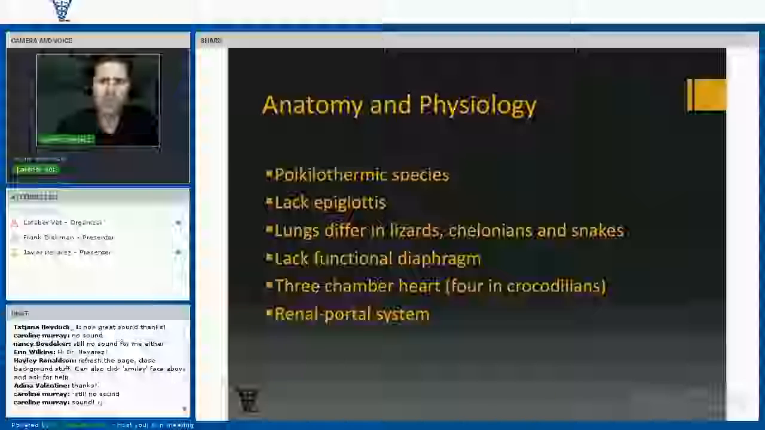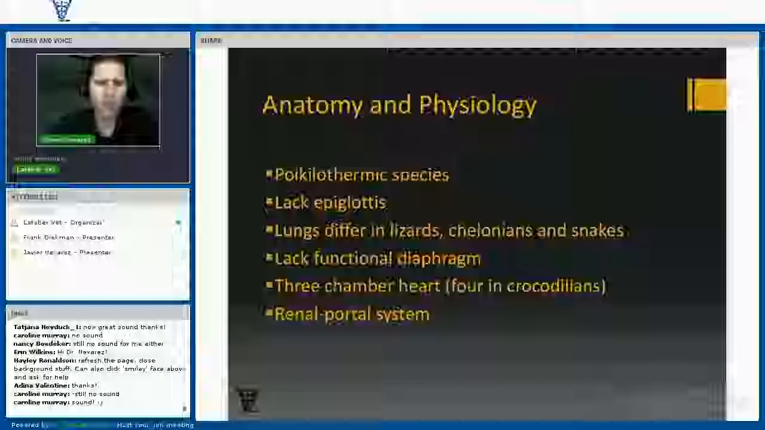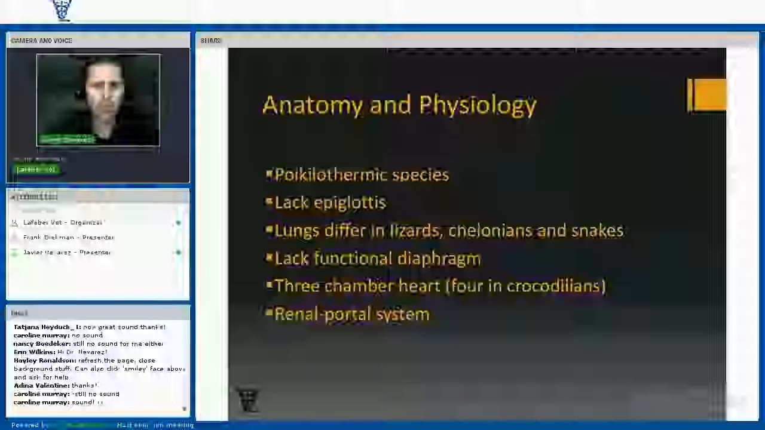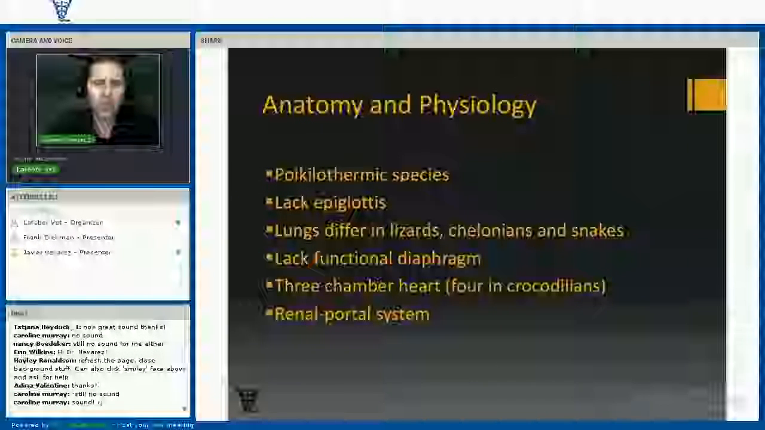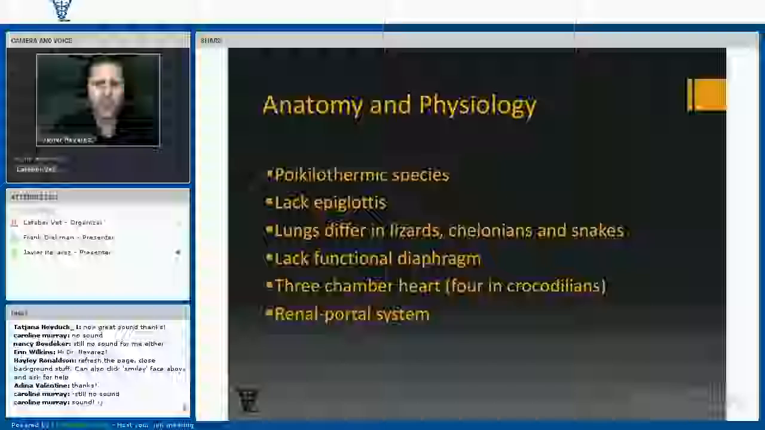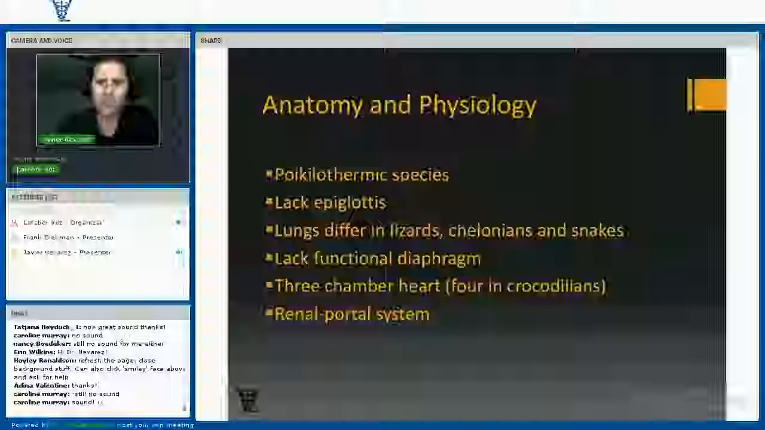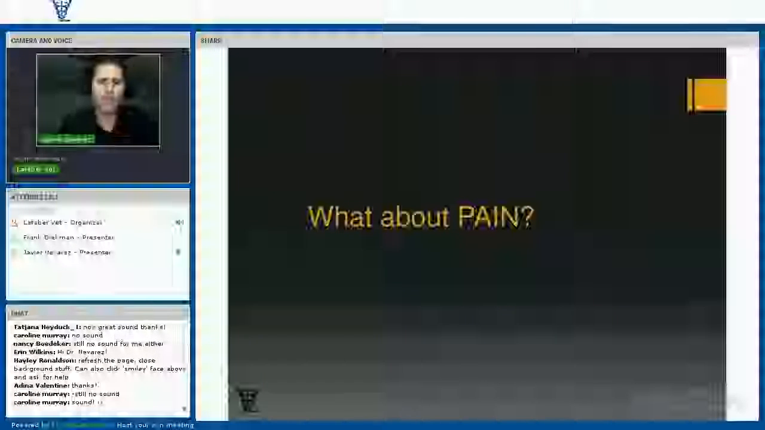So before truly understanding anesthesia of reptiles, I think it's important to keep these anatomical features in mind, especially when we talk about the lungs, when we talk about the right to left shunting at the heart level, the renal portal system. All these factors can influence the anesthesia of these reptiles.